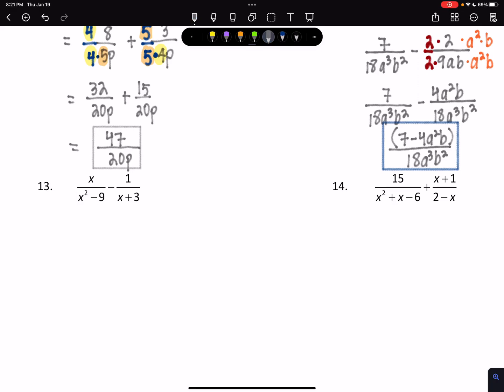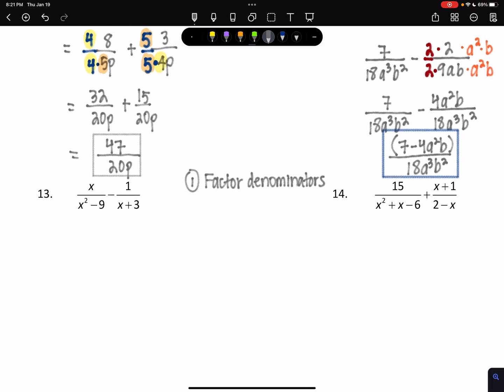Okay, here we are with x over x squared minus 9 minus 1 over x plus 3. My first step is to factor denominators. So I want to completely factor the denominators. This way I can find out what our common factors are. So I have x over (x plus 3)(x minus 3), minus 1 over x plus 3.